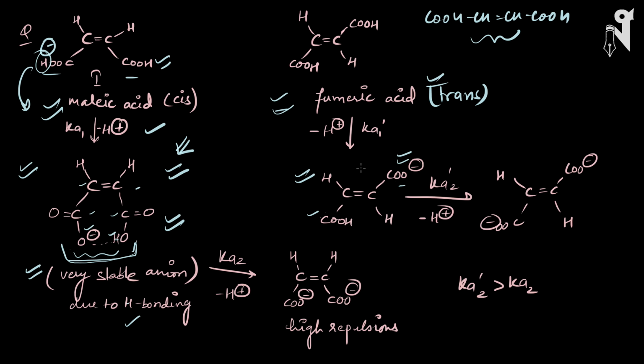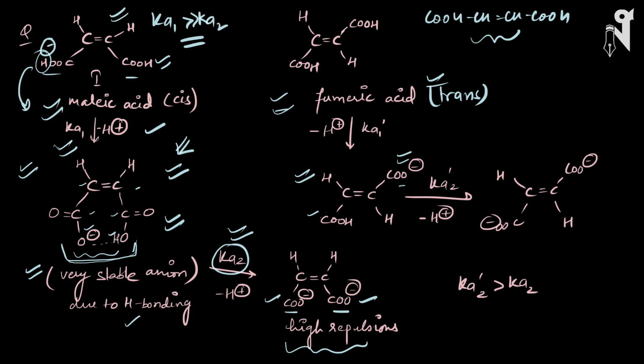Now let's look at the second removal of hydrogen. If the second removal of hydrogen takes place, the Ka2, what will it be? There will be 2 CO minus generated, and these are two negative ions very close to each other, so there will be high repulsion. So in that case, your Ka1 has a much higher value as compared to Ka2. So in this case, Ka1 is much greater than Ka2.